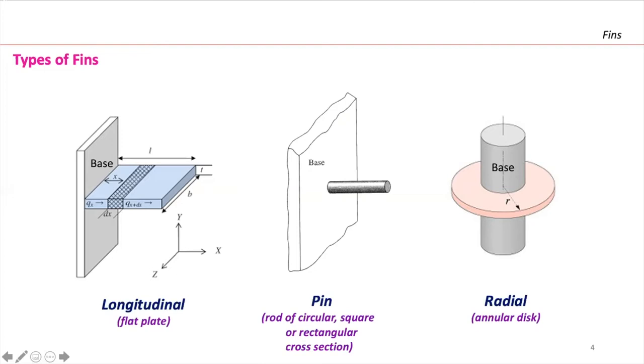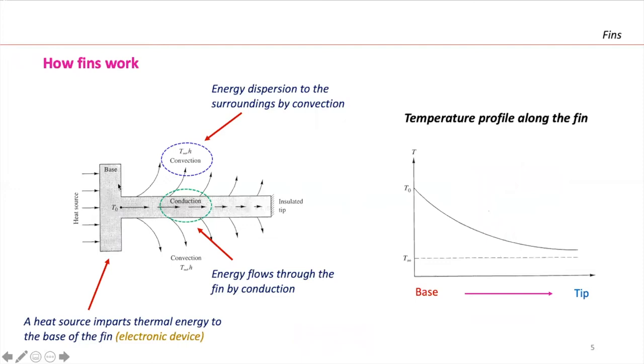So how exactly do these extended surfaces work? Okay, so you can have here an electronic device in the base, or a heat source that imparts thermal energy to the base of the fin. So the energy is going to be dispersed to the surroundings by convection, right? But also we will have energy flowing through the fin, through the solid, by conduction. So we will have the two heat transfer phenomena happening in the extended surface, right?